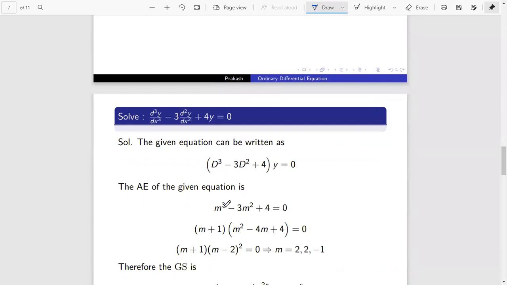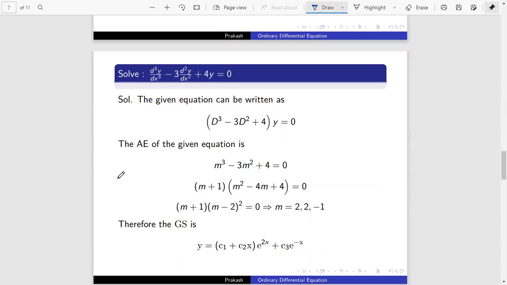Now we will discuss the problem. Solve d cube y by dx cube minus 3 d square y by dx square plus 4y equal to 0. Here the right hand side equals 0, so this equation is called a homogeneous linear differential equation. It is a third order equation. So how can we write the solution?